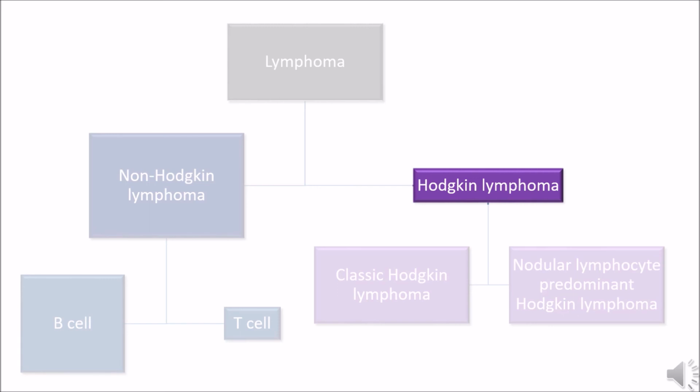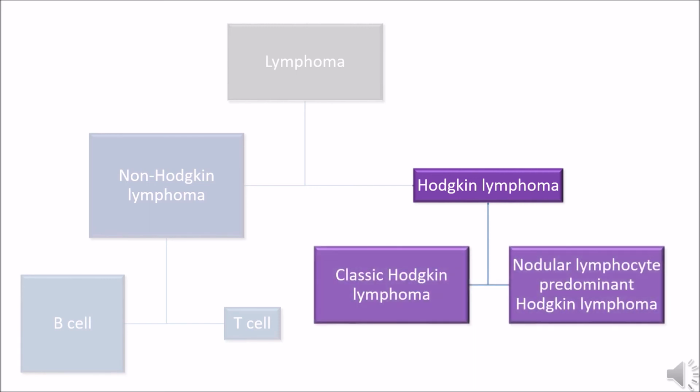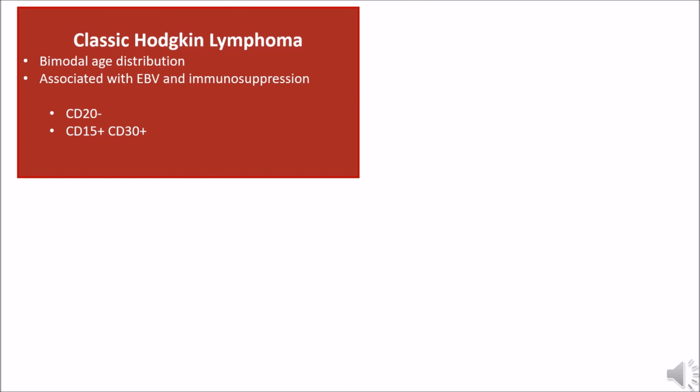Hodgkin lymphoma is divided into 2 distinct types, classic Hodgkin lymphoma and nodular lymphocyte predominant Hodgkin lymphoma. Classic Hodgkin lymphoma is a special type of B-cell lymphoma. Recall that classic Hodgkin lymphoma arises from the germinal center B-cell, but downregulates expression of some normal lymphocyte markers, such as CD45, and normal B-cell markers, such as CD20, and expresses unusual markers like CD30 and CD15. It follows a bimodal age distribution with a higher incidence in younger patients and then again in older patients. There is an association with EBV infection as well as immunosuppression.